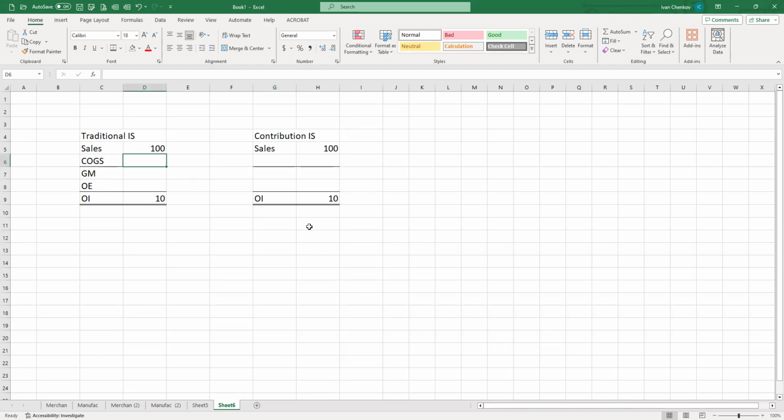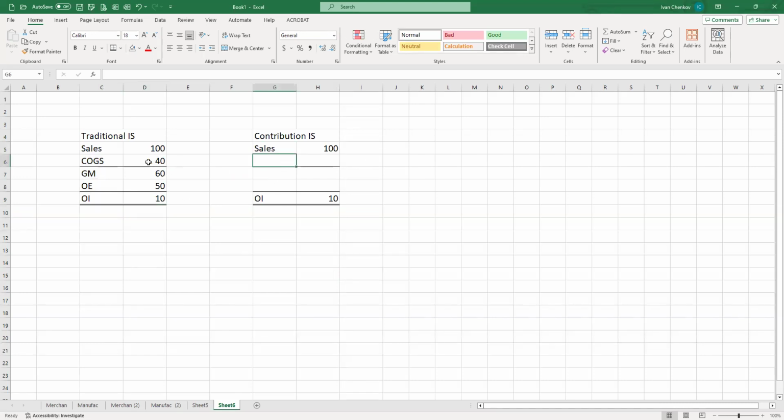Let's put some numbers here. Sales, let's put it $100. Then our cost of goods sold $40. Gross margin will be 100 minus 40. And then we have operating expenses 50, and that will be gross margin minus the operating expenses, 10. And we're done.